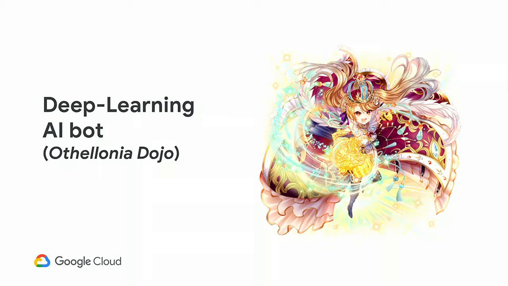So far, I've explained the algorithm and the system of the deck recommendation. Let's move on to the next topic, the deep learning AI bot. It's called Othellonia Dojo. Dojo means a training room to improve playing skills.